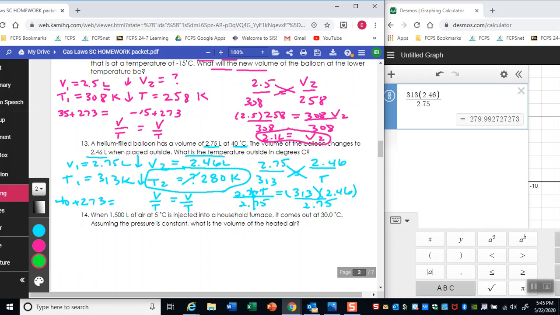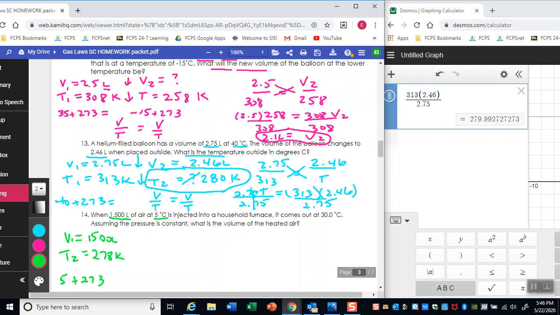Okay, so let's see. How about we'll go back to green. So I have, I think, is that a comma? I think it is. The volume is 1,500 liters of air, into a household furnace. Okay, so that's my initial volume. It's 5 degrees Celsius, so I'm going to take the 5 and add 273. So that would be 278 kelvins.